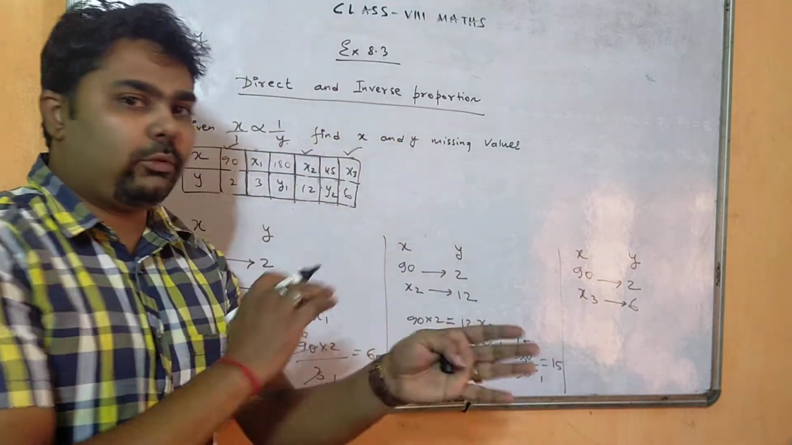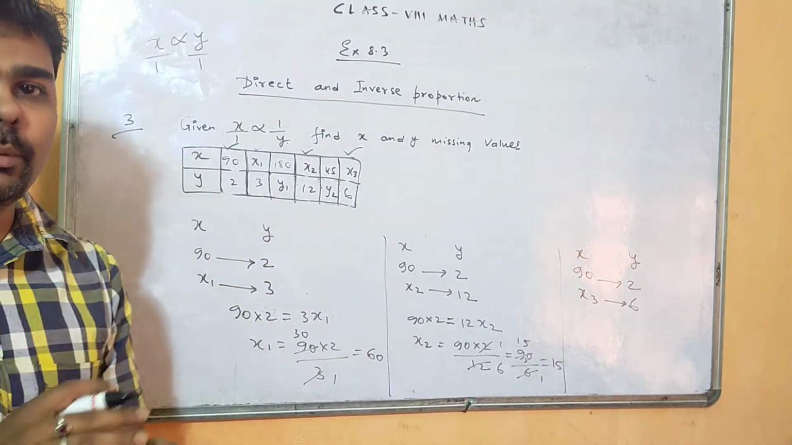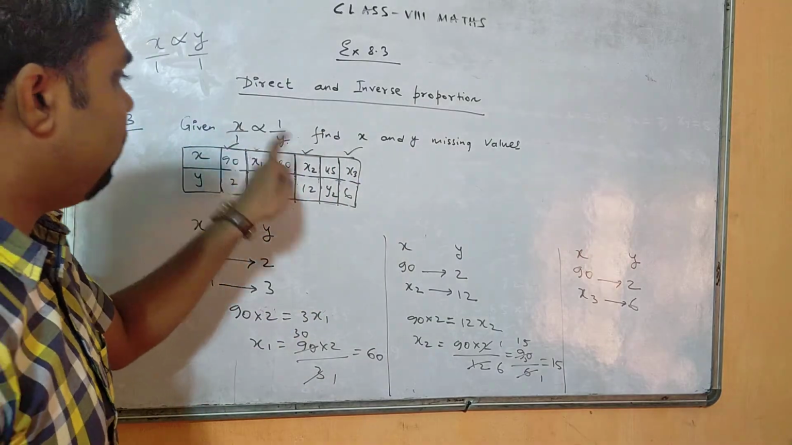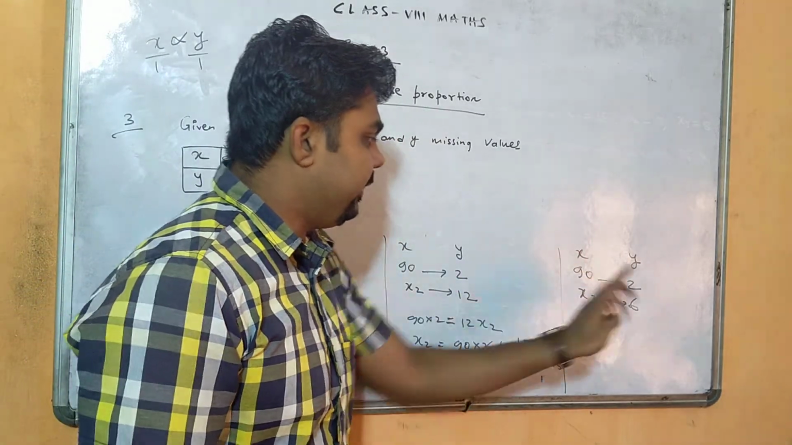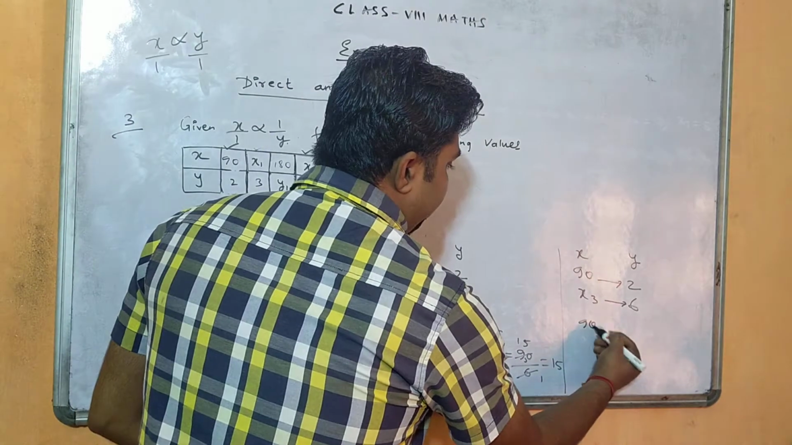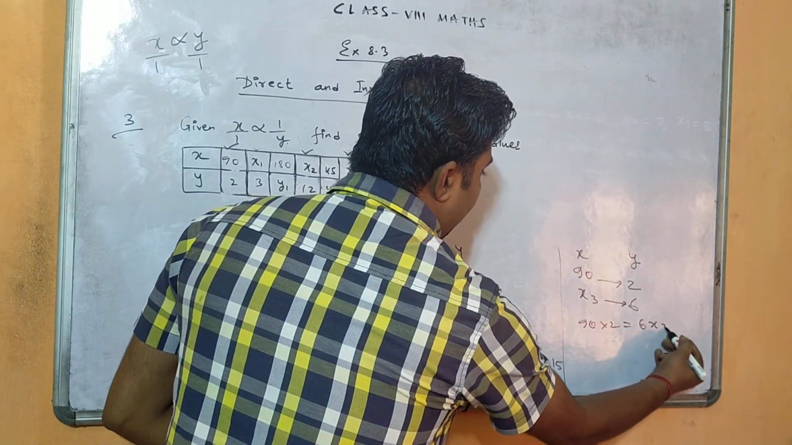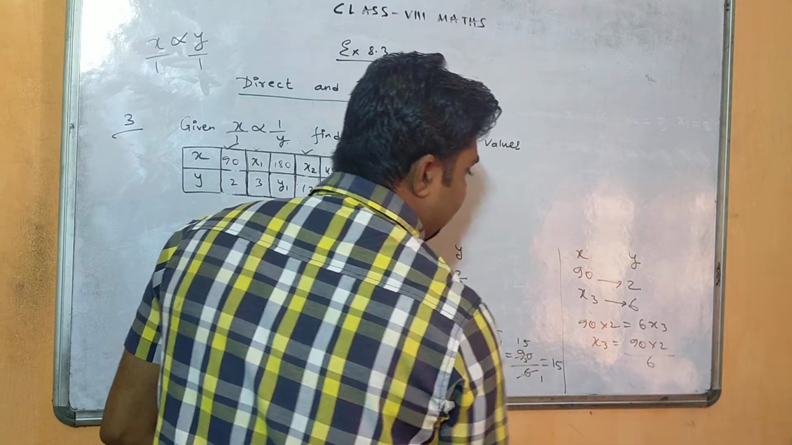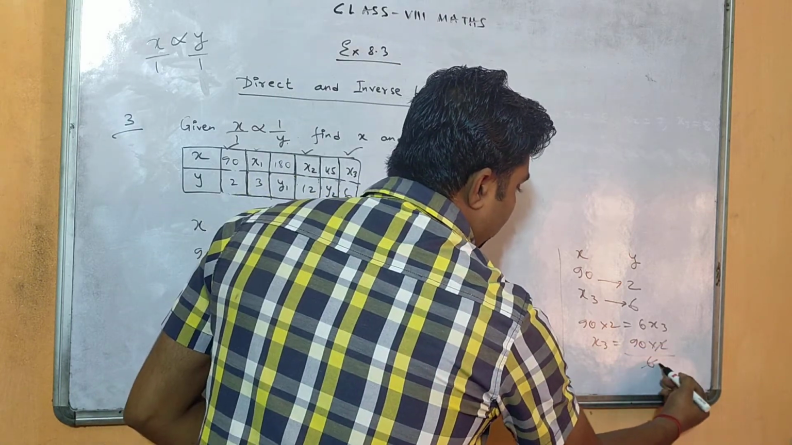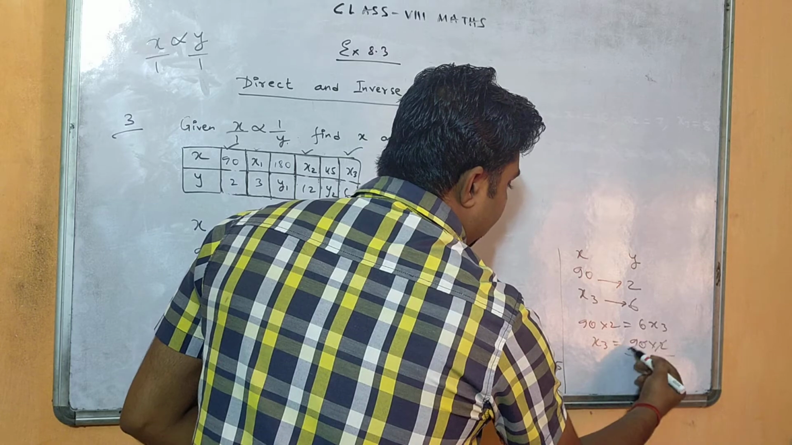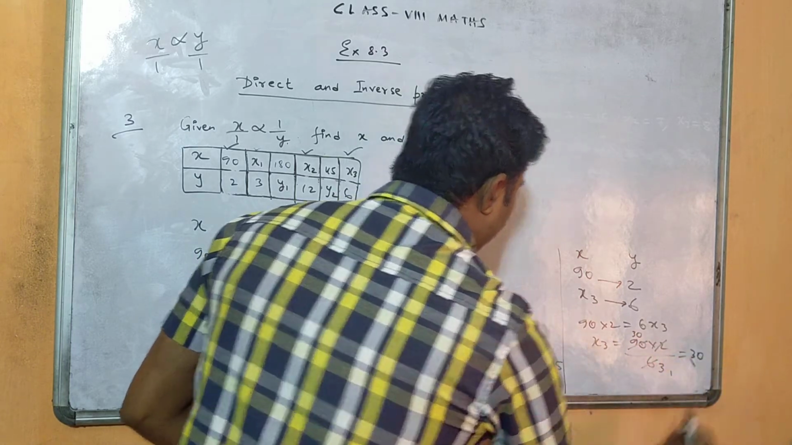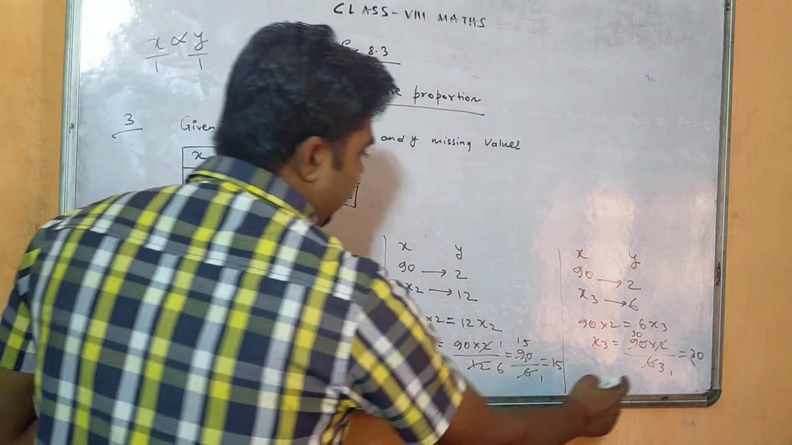So in the previous question, what we have seen is that if it is directly proportional we cross multiply, and here, as it is inversely proportional, we are multiplying directly. So 90 into 2 equals 6 into x3, or x3 can be written as 90 into 2 divided by 6. So 2 1s are 2, 2 3s are 6, again 3 1s are 3, 3 30s are 90. That means the x3 value is how much? 30. So we got x1, x2 and x3.